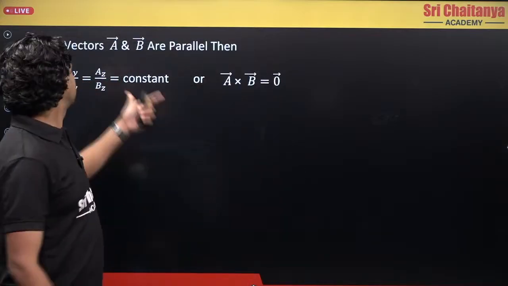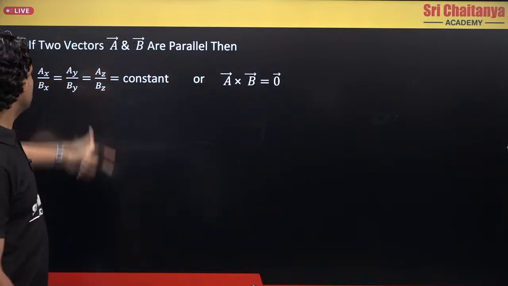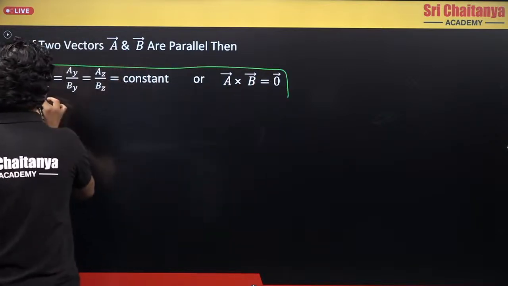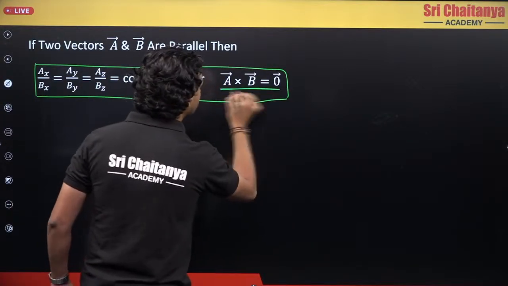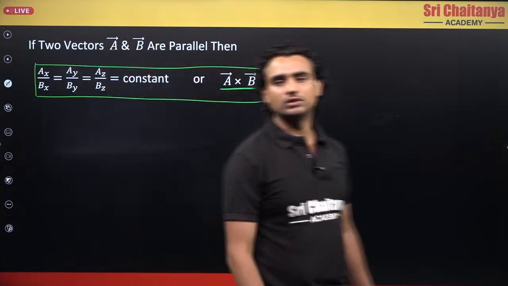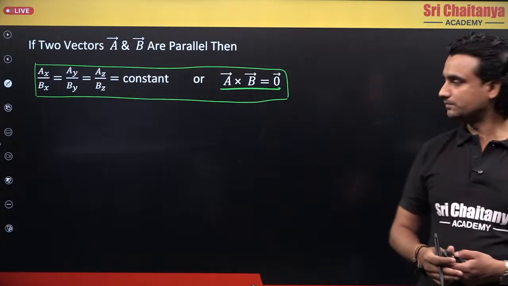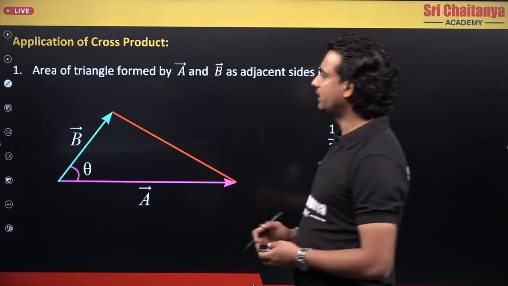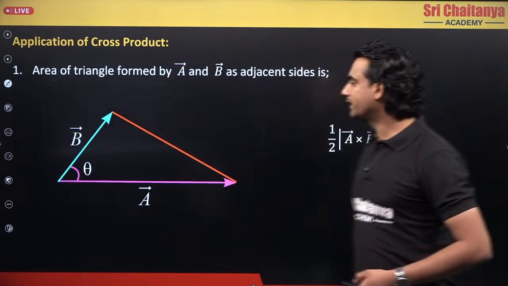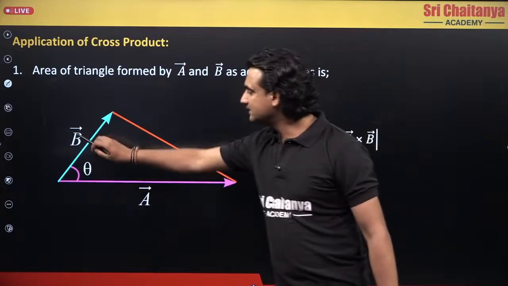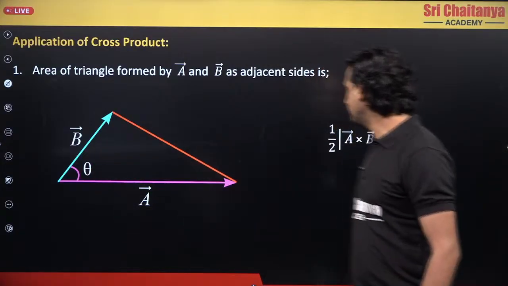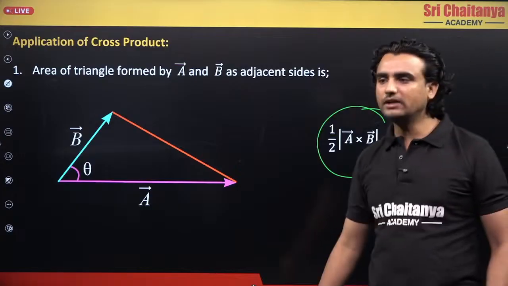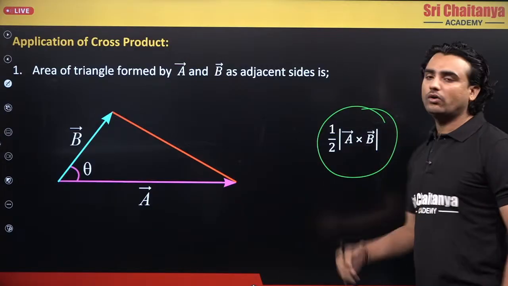Next, if two vectors A and B are parallel, then please remember this condition: the cross product will be equal to 0. Clear? Now there are some applications of cross product, such as how to find the area of a triangle. If A and B represent the sides of a triangle, then the area of the triangle is given by 1 by 2 A cross B. We just find the magnitude of the cross product.